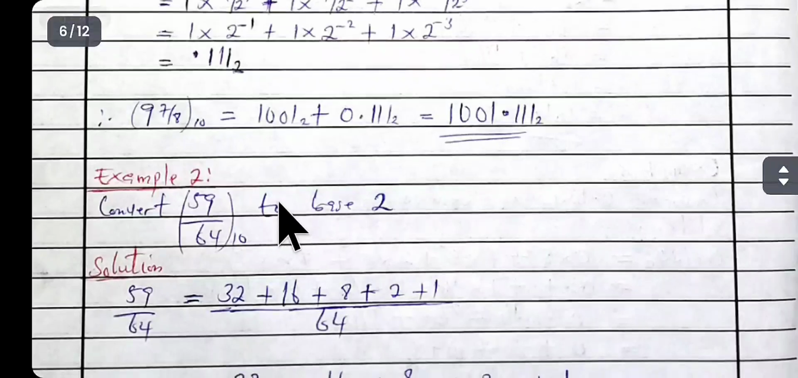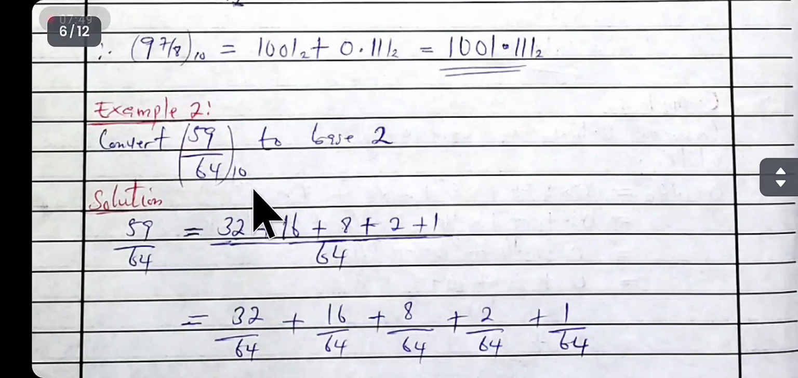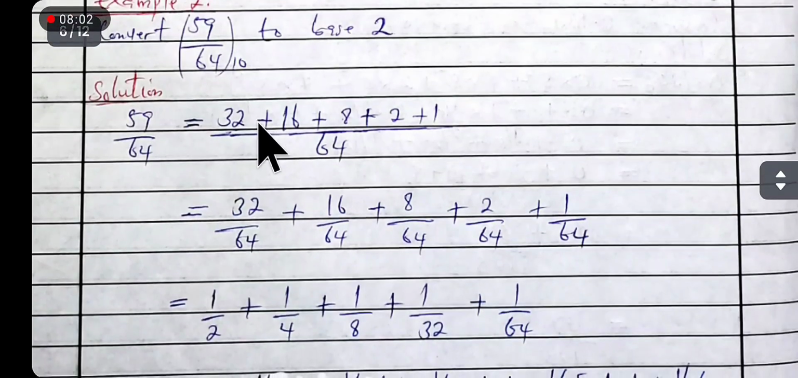Now let's look at this example too. Very, very interesting example that will help you to understand more. Convert 57 over 64, all in base 10 to base 2. Here there is no whole number again, so we don't have to convert the whole number first to base 2. So we are dealing with the fraction straight.